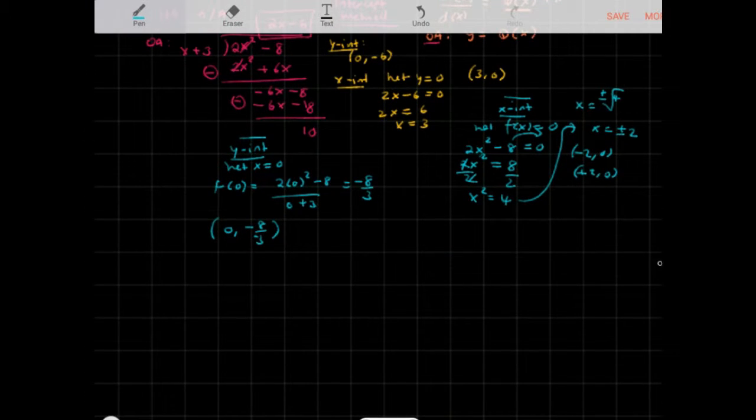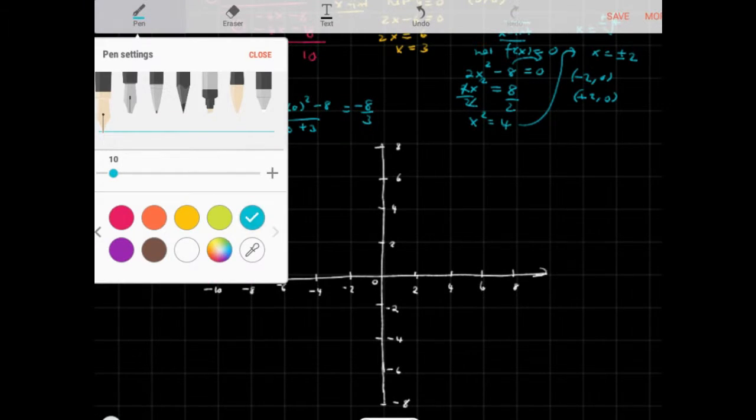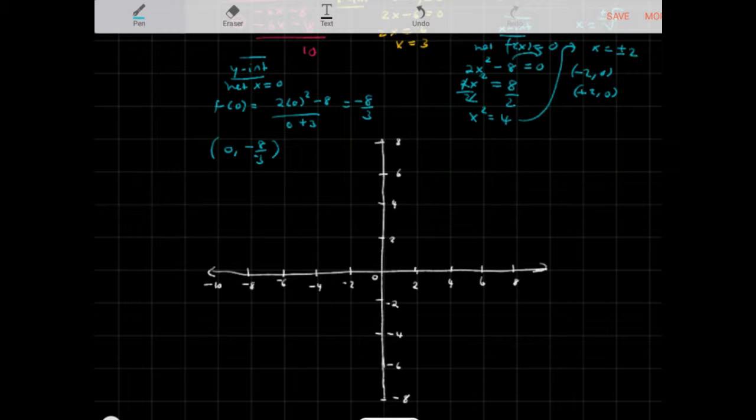Let's create a sketch. So I'm going to create a graph here really quickly. Okay, so here's my grid. I'm just going to plot some of these points. Let's start with our x and y-intercepts of our original function. So our x-intercepts are 2 and 0, and negative 2 and 0. Okay, so here's 2 and 0, negative 2 and 0, and the y-intercept here is 0 and negative 8 over 3. It's like negative 2.67, so let's say it's somewhere here, slightly past the middle. So 0 and negative 8 over 3.